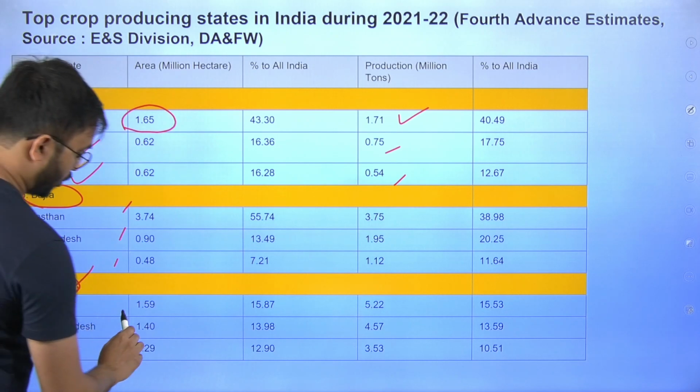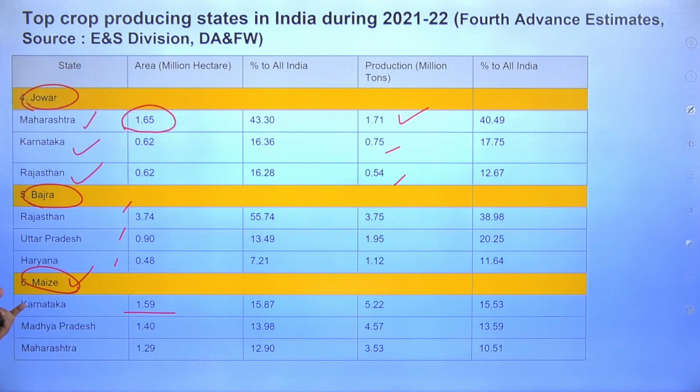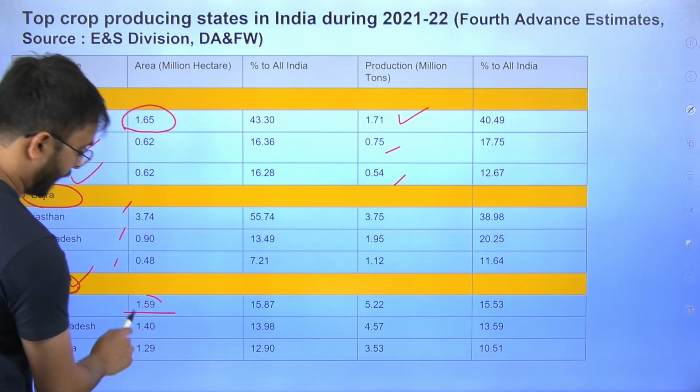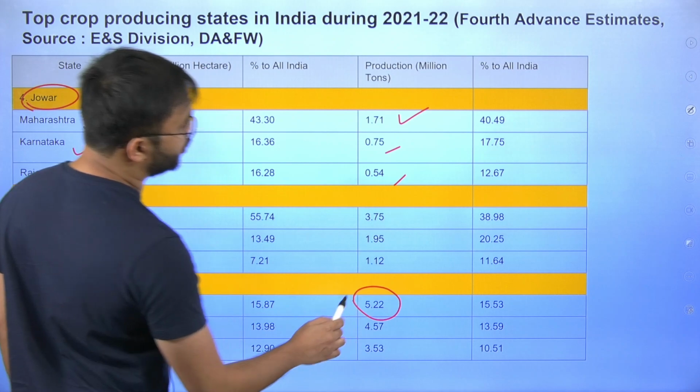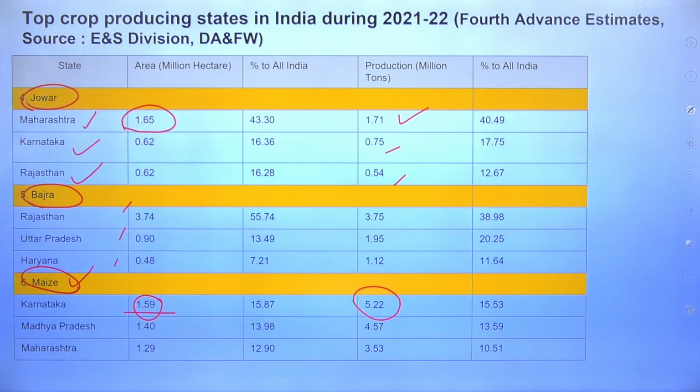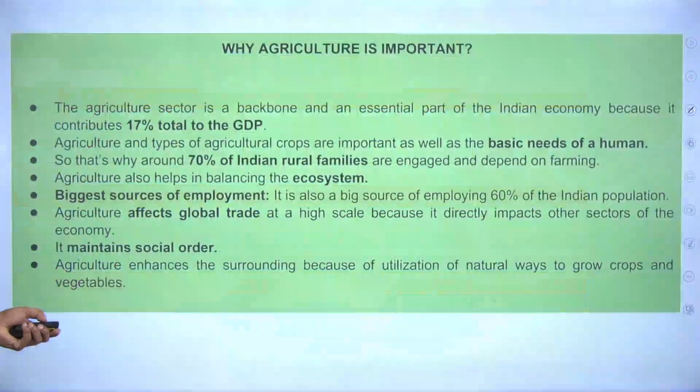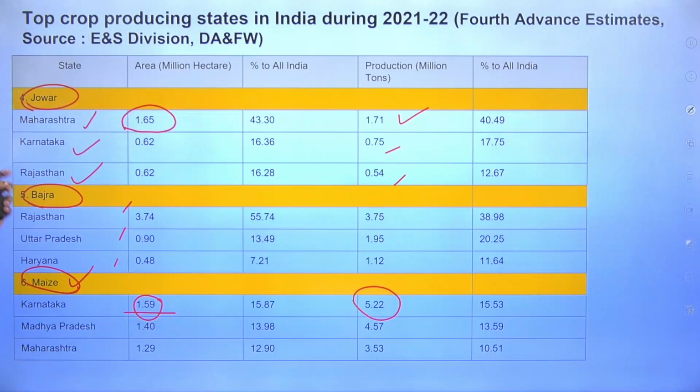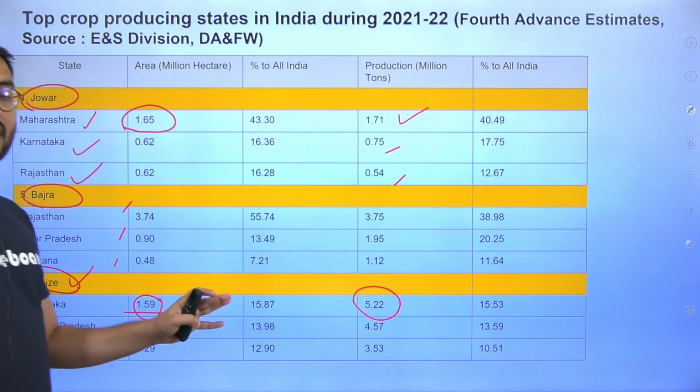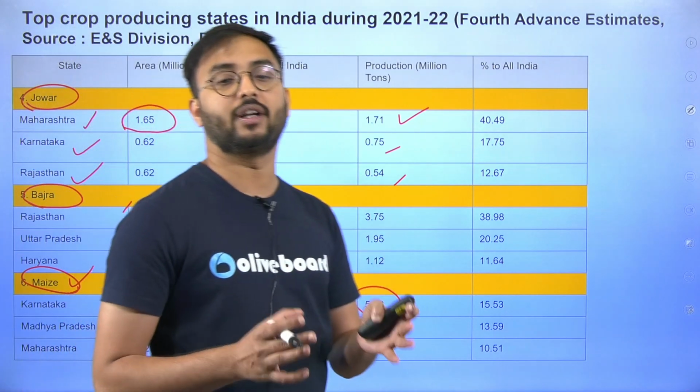Then maize production, when we are looking at it overall, Karnataka is the largest producer, then Madhya Pradesh, then Maharashtra, in terms of area. Then in terms of production in million tons, 5.22 million tons comes from Karnataka, 4.57 from Madhya Pradesh and 3.53 million tons from Maharashtra. I hope in this way we have covered most of the things which are important from a statistical and data oriented point of view.